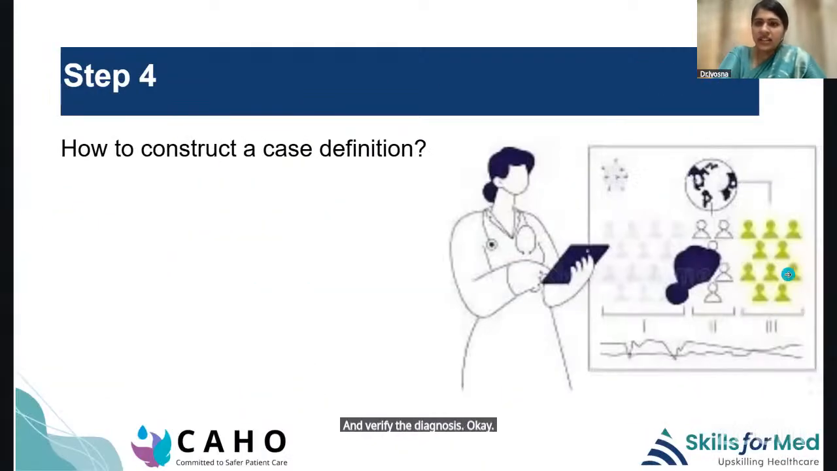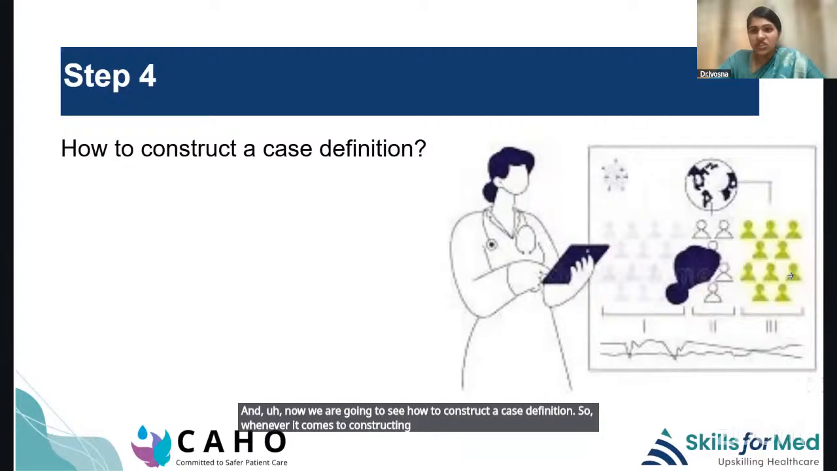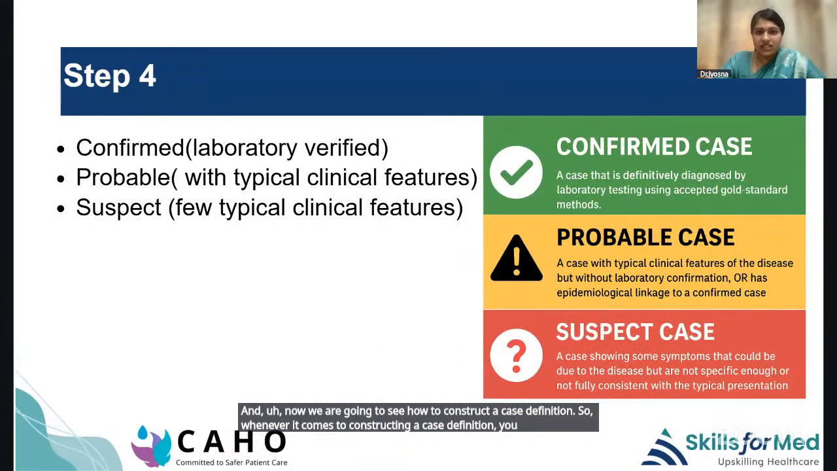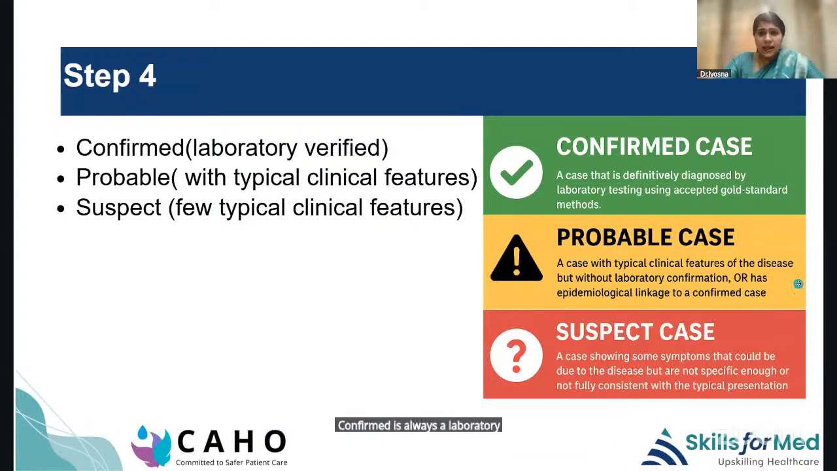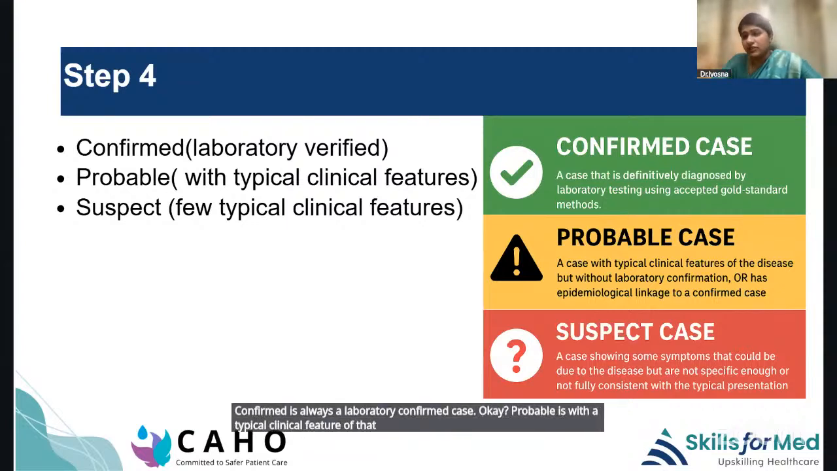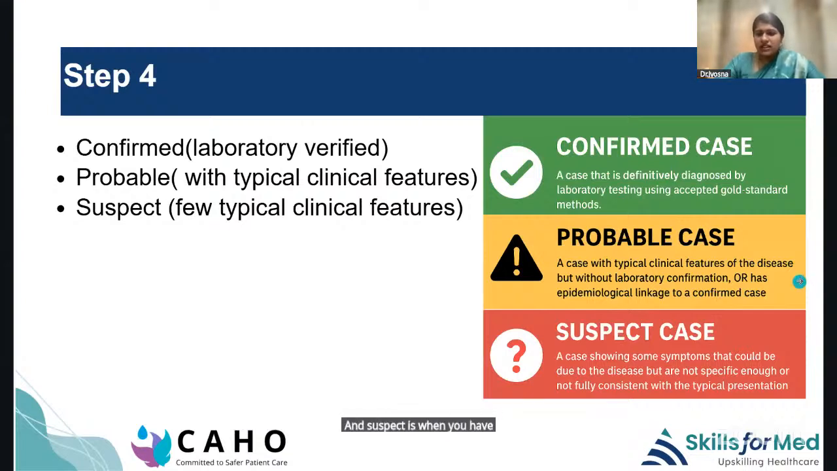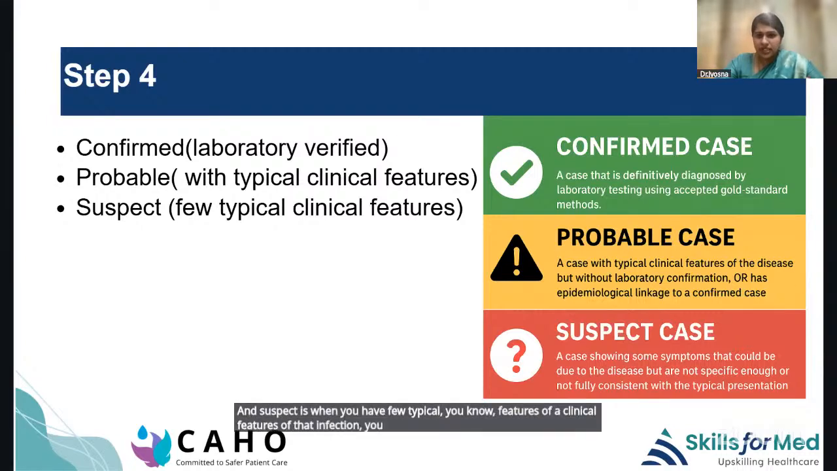Okay, so now we are in step 4, and now we are going to see how to construct a case definition. So whenever it comes to constructing a case definition, you basically categorize it into confirmed, probable, and suspect. Confirmed is always a laboratory confirmed case. Probable is with a typical clinical feature of that particular infection, and suspect is when you have few typical clinical features of that infection, you call it a suspect.